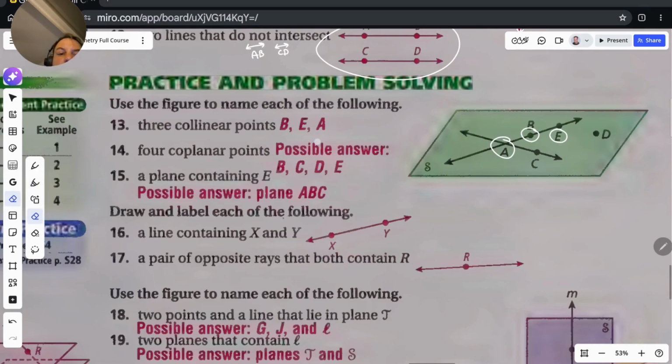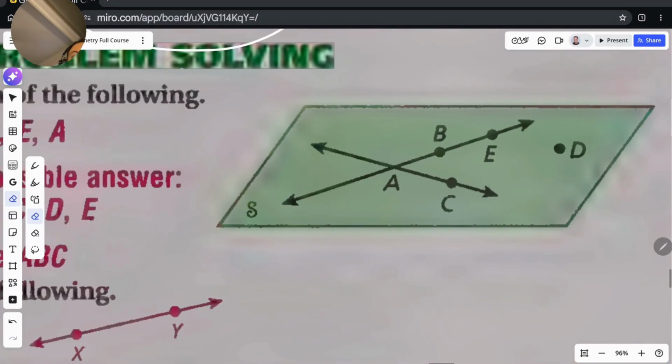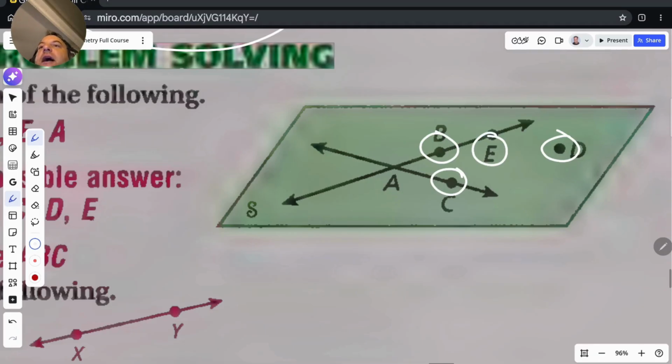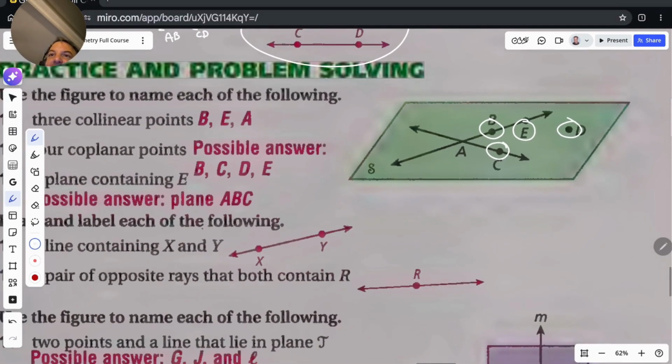All right, let's continue on to number 14. 4 coplanar points. 4 points that all lie on the same plane, in other words. So let's go back to our plane here. B, C, D, E. Now that includes all lying inside of the parallelogram, or the plane here. So our possible answer here is B, C, D, E.